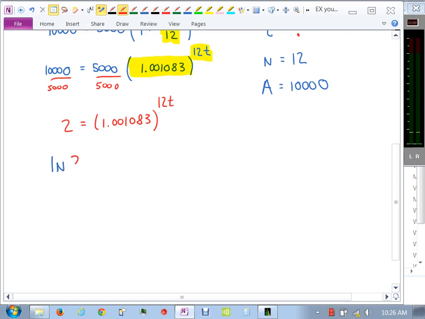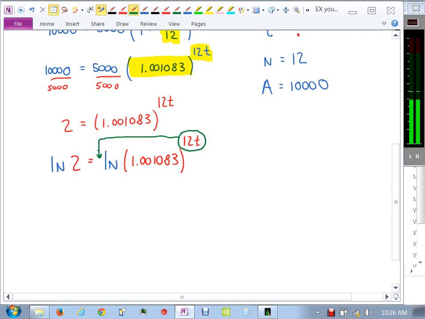Natural log of 2 equals natural log of 1.001083 to the 12t. And because of that, the 12t can drop in front of the natural log. And that was the whole point, to get that 12t out. Questions? So we have natural log 2 equals 12t times natural log of 1.001083. And remember, I'm trying to get t, right?